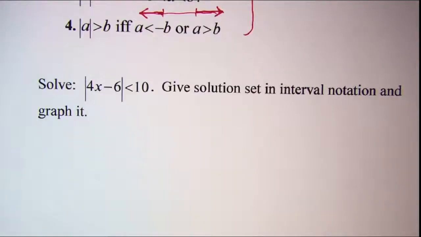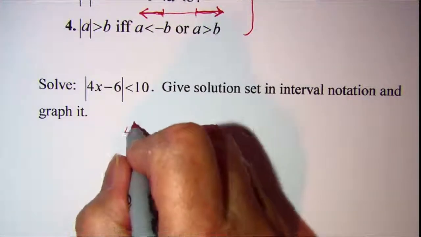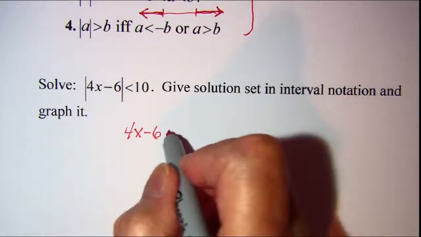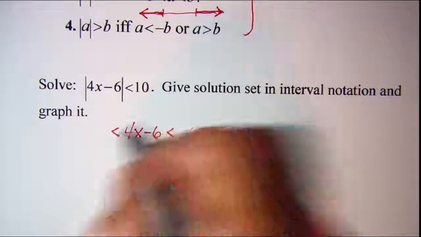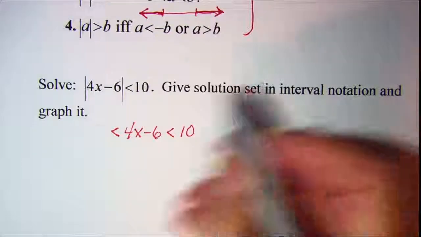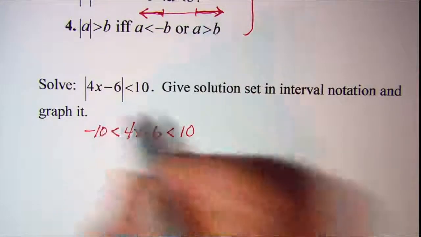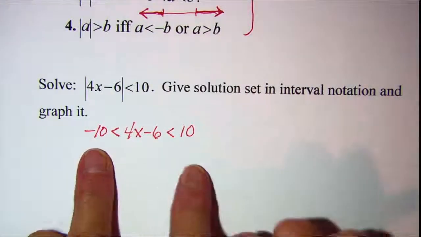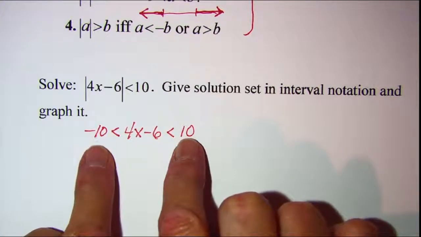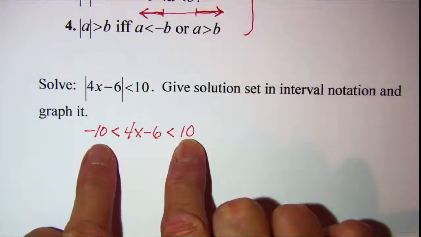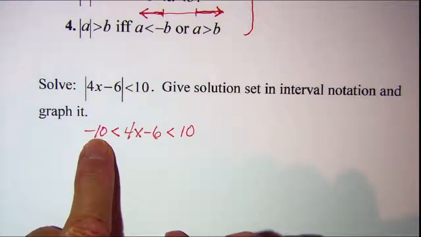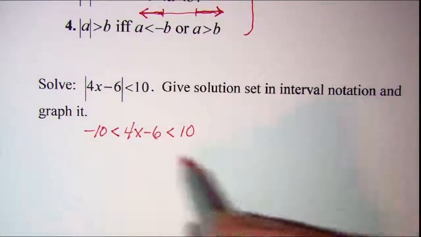So let's do that. So we have 4x minus 6 is the argument from my absolute value, and that's going to be in between, and then I want the 10 over here on the right, and then negative 10 on the left. Remember, when you do a three-part inequality, if you're using less than, these need to be in numerical order. So negative 10 is to the left of 10, so it needs to be over here on the left. All right, now let's just solve this.